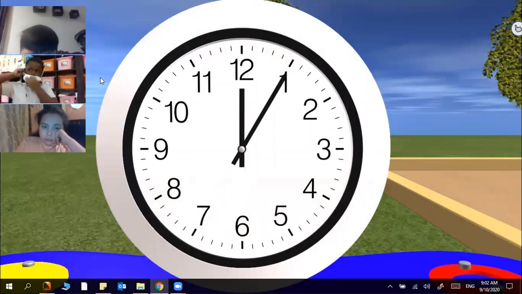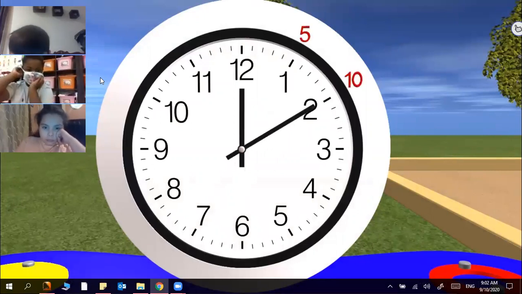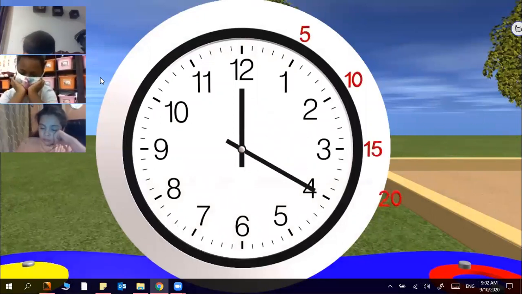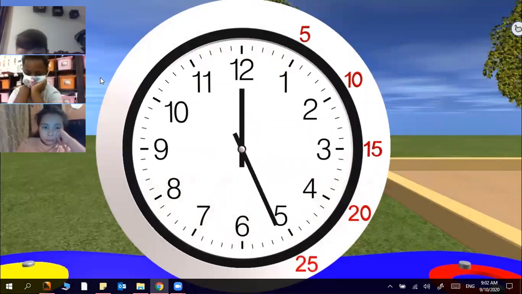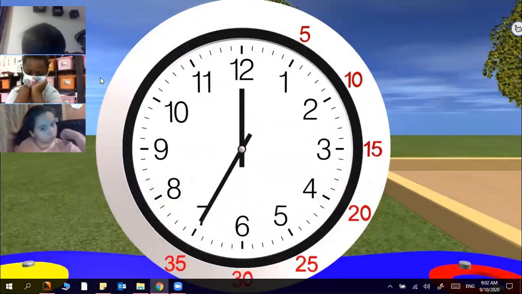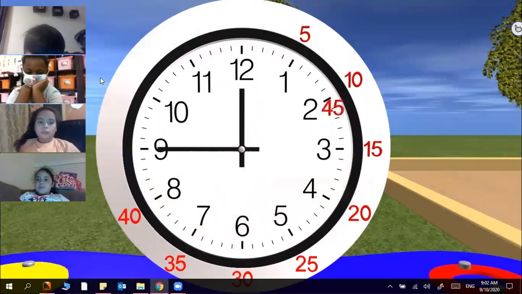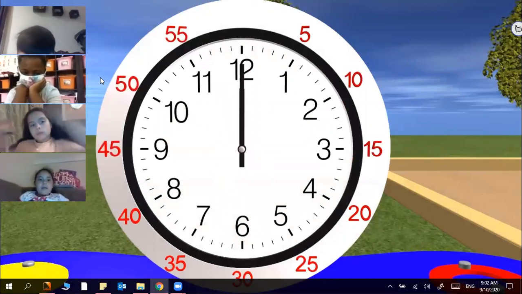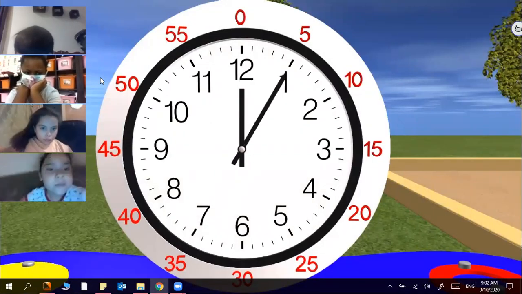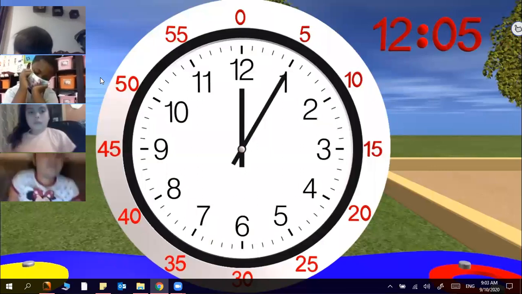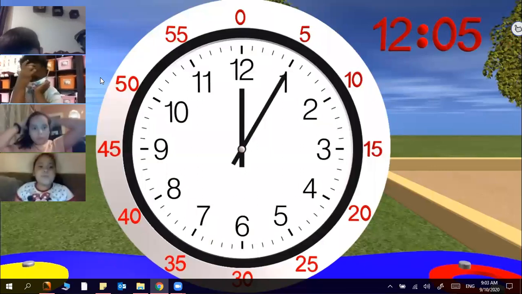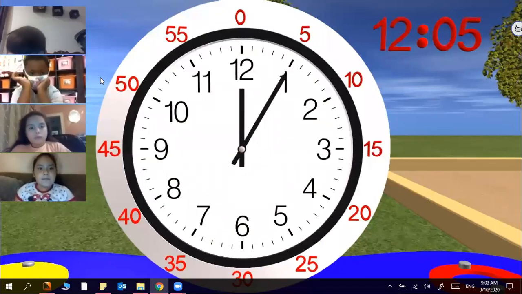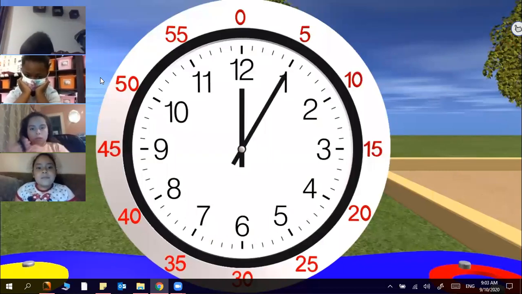So this is 5 minutes, 10 minutes, 15 minutes, 20 minutes, 25 minutes, 30 minutes, 35 minutes, 40 minutes, 45 minutes, 50 minutes, 55 minutes. And at the 12, the minutes start back over at zero. So right now, the time is 12:05. The hour hand is at the 12, and the minute hand is pointing at the 1, which is 5 minutes. Let's look at another one.